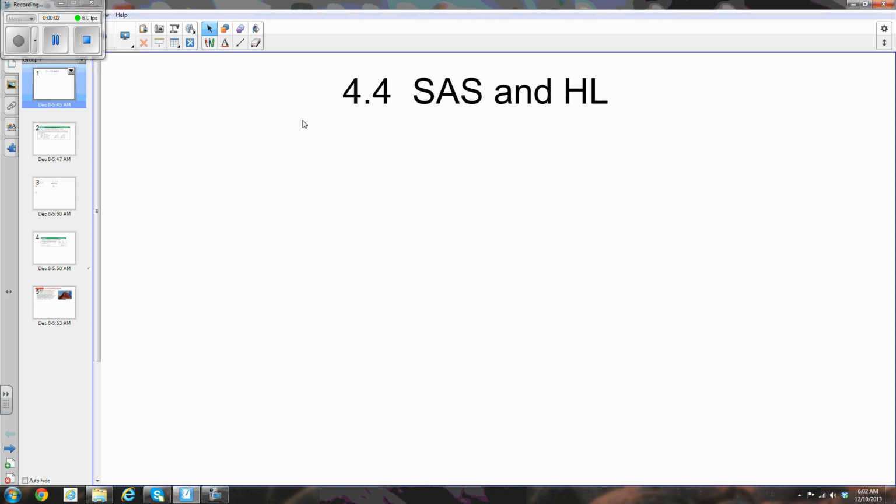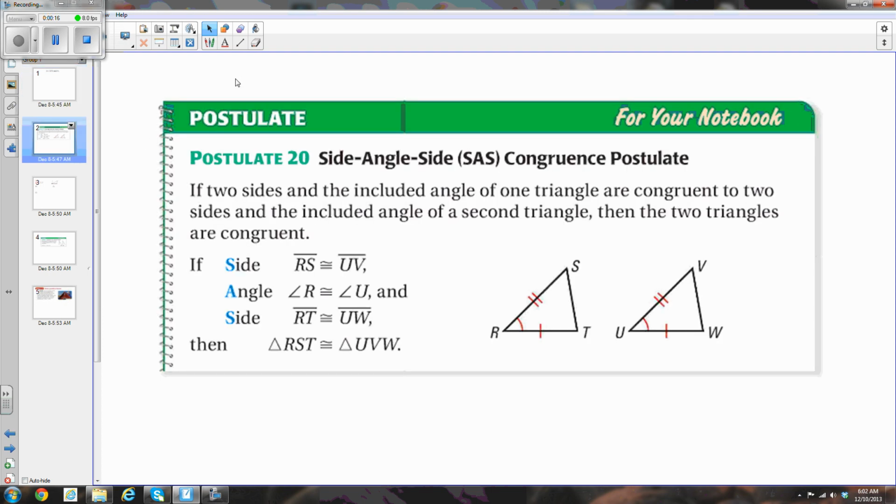Alright everybody, today we're going to be talking about 4.4, which includes two new congruency theorems for triangles: side angle side, and one called hypotenuse leg, so SAS and HL. Starting with SAS, the side angle side congruence postulate. As it says here, if two sides and the included angle of one triangle are congruent to two sides and the included angle of a second triangle, then the two triangles are congruent.